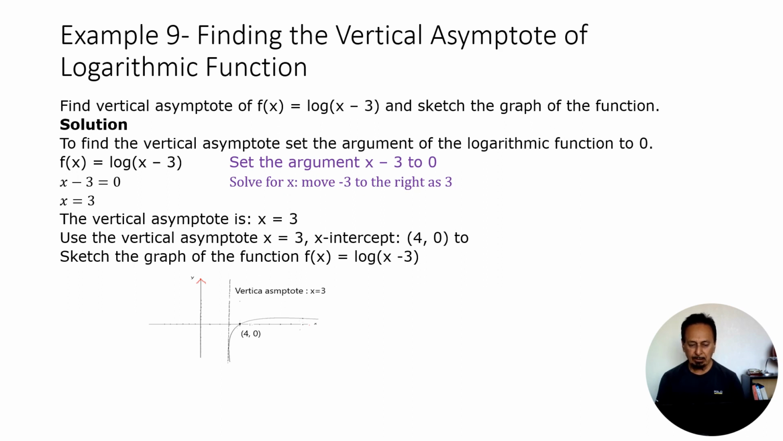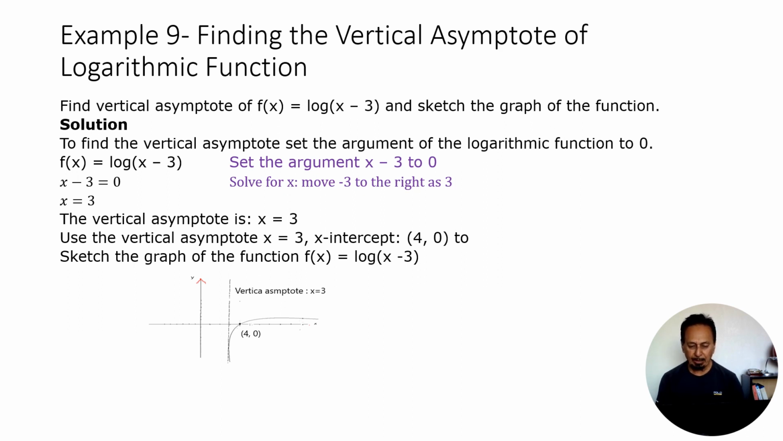Next we're going to find the vertical asymptote of the logarithmic function. To find the vertical asymptote, we set the argument of the logarithmic function to 0. So we set x minus 3 equal to 0. It's a simple linear equation. Solve for x: move the minus 3 to the right, and we get x equal to 3. So x equal to 3 is the vertical asymptote.